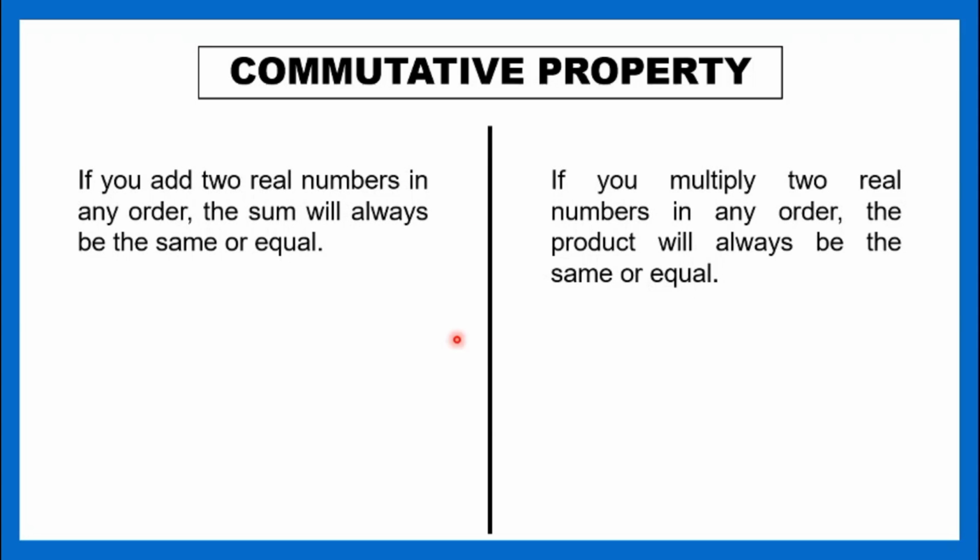So, let's discuss naman yung pangalawa. Commutative property. Ito na hati rin sa dalawa. Kay addition tapos kay multiplication. So, let's have first addition. If you add two real numbers in any order, ito yung pakakatandaan natin dyan. In any order. The sum will always be the same or equal.